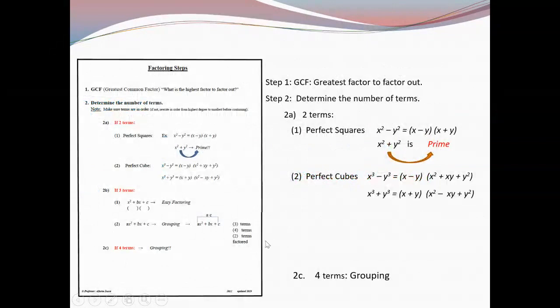Now we already did the first step, the second step. The second step has 1, 2, 3 possible ways it can be. We already did the perfect squares. We already did the perfect cubes. Now comes 3 terms. If it's 3 terms, I call this the easy factoring, guys.